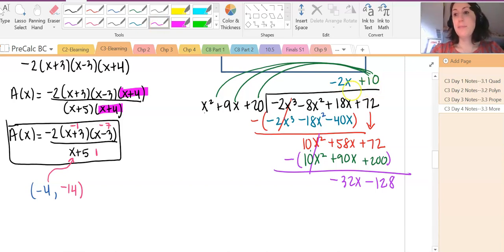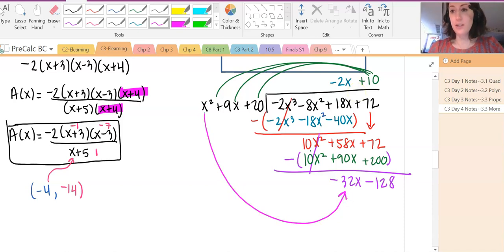Okay, so now here's the good news. See how you've run out of spaces up here? Okay, that's because x squared will not go into -32x. Your degree up here is now bigger than your degree down here. So essentially what this means is this is your remainder, but the remainder does not matter. Okay, the remainder does not matter. This is what matters. This is your end behavior asymptote.